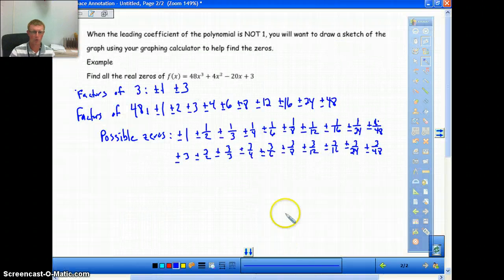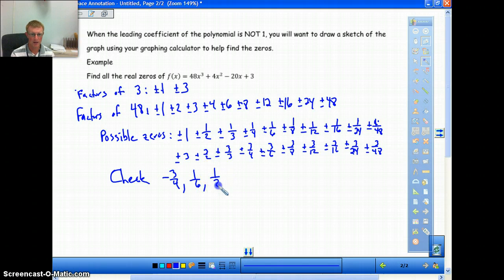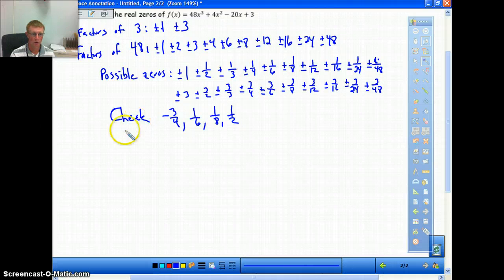So let's go back to this. We're going to check -3/4, we said 1/6, 1/8, and 1/2. Now, understand, once we find one of these, this is going to be a whole lot easier. Same thing as what we did before, we are going to use synthetic division.